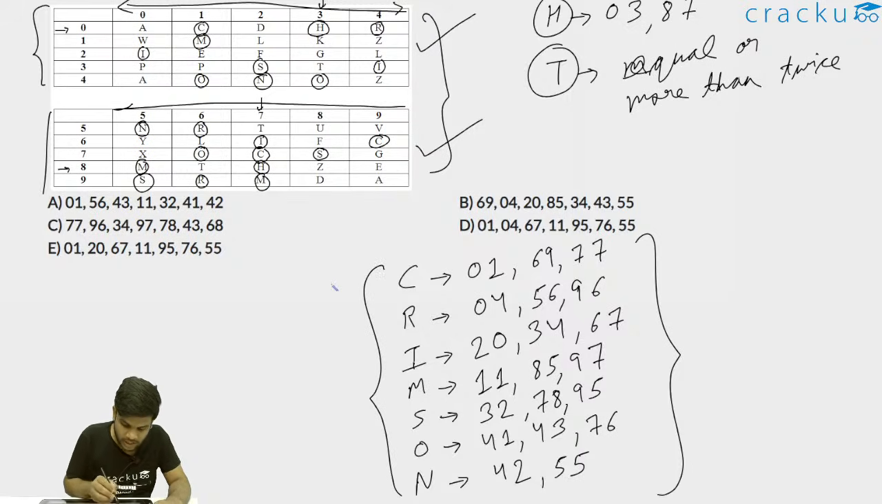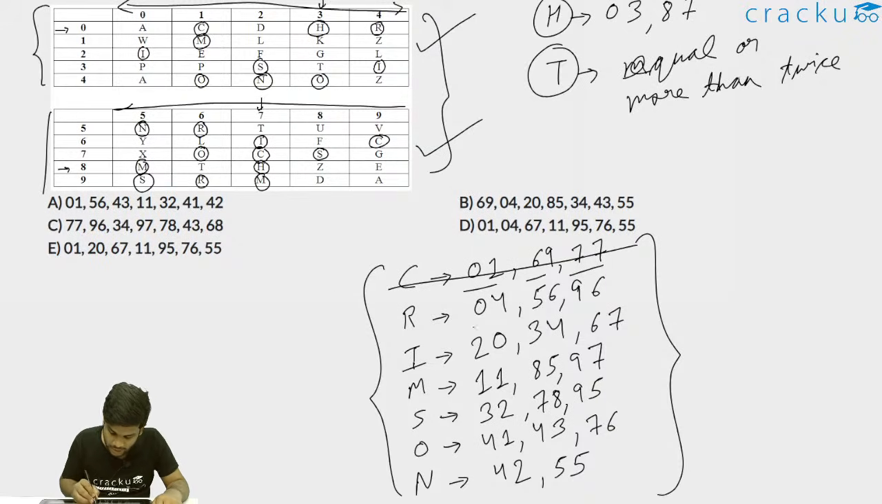Now let's look at the set which is correctly identifying the word crimson. Now C is 0, 1, 6, 9 and 7, 7. So our answer should start by either 0, 1 or 6, 9 or 7, 7. If we look carefully, all the options are starting from 0, 1, 6, 9 or 7, 7. So we can't actually identify it from this. So let's cut this C off.